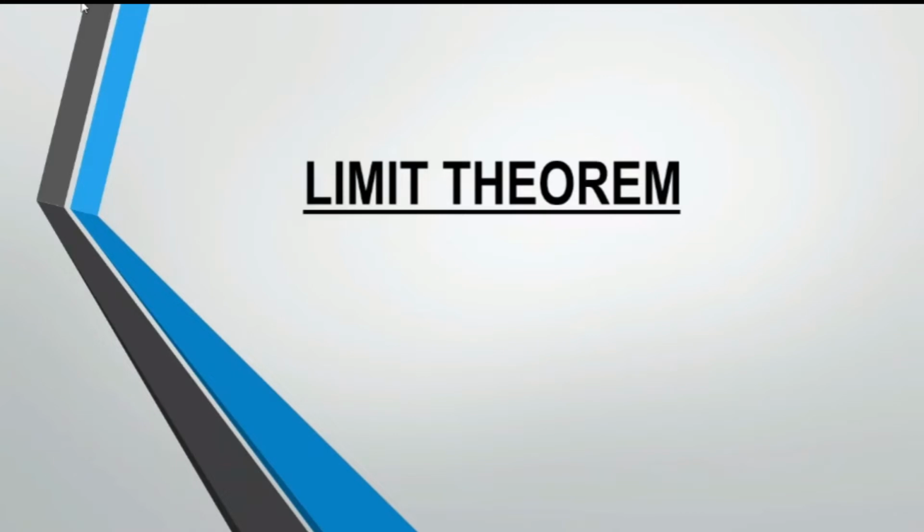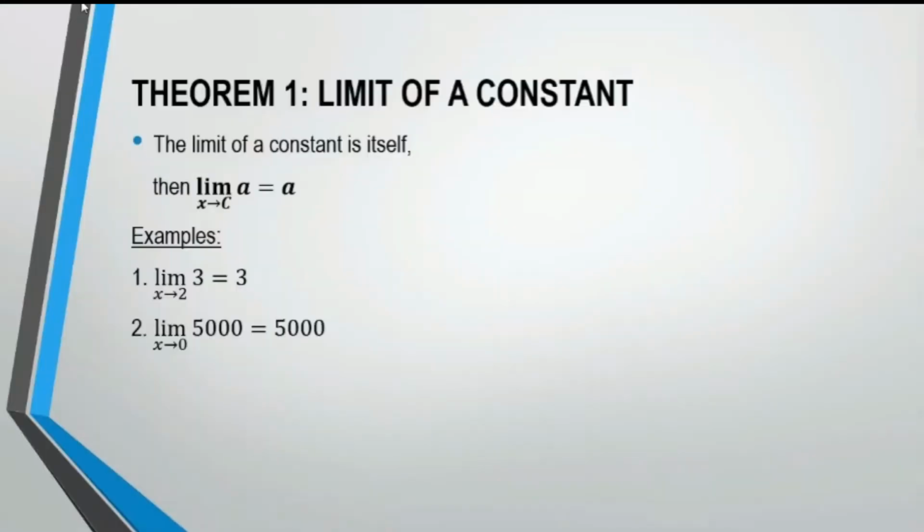This is about limit theorems. Theorem 1, limit of a constant. The limit of a constant is itself. Then limit of a, where x approaches c, is equal to a. Example, limit of 3 as x approaches 2 is equal to 3. Example number 2, limit of 5,000 as x approaches 0 is 5,000.